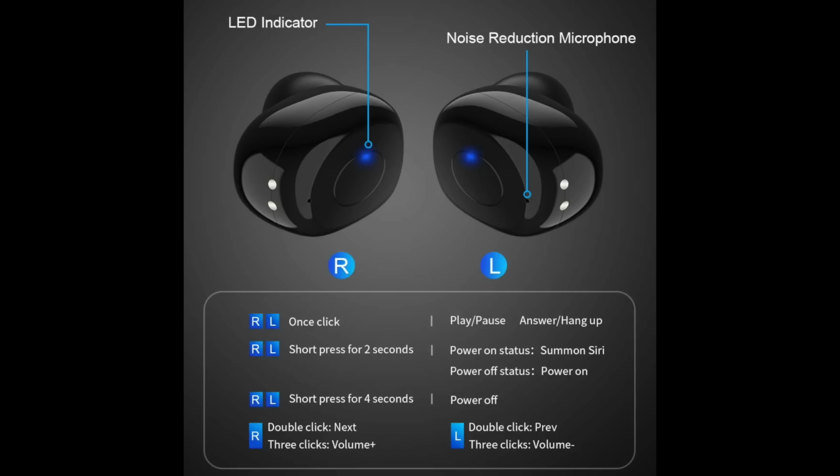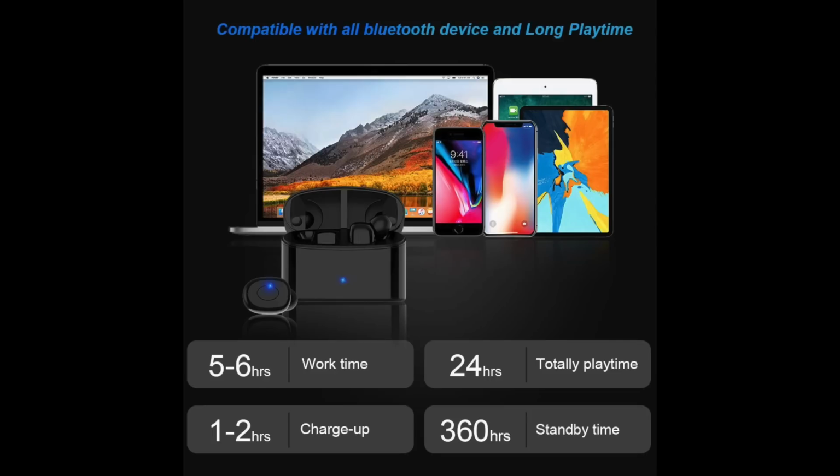You can double click to go to the next track. If you double click the right earbud, it will go forward to the next track. And likewise, if you double click the left earbud, it will go to the previous track you've just played. You can also adjust the volume with this one button operation. 3 clicks on the right will turn the volume up, and 3 clicks on the left will turn the volume down. I hope that's straightforward, guys, and you've got that.